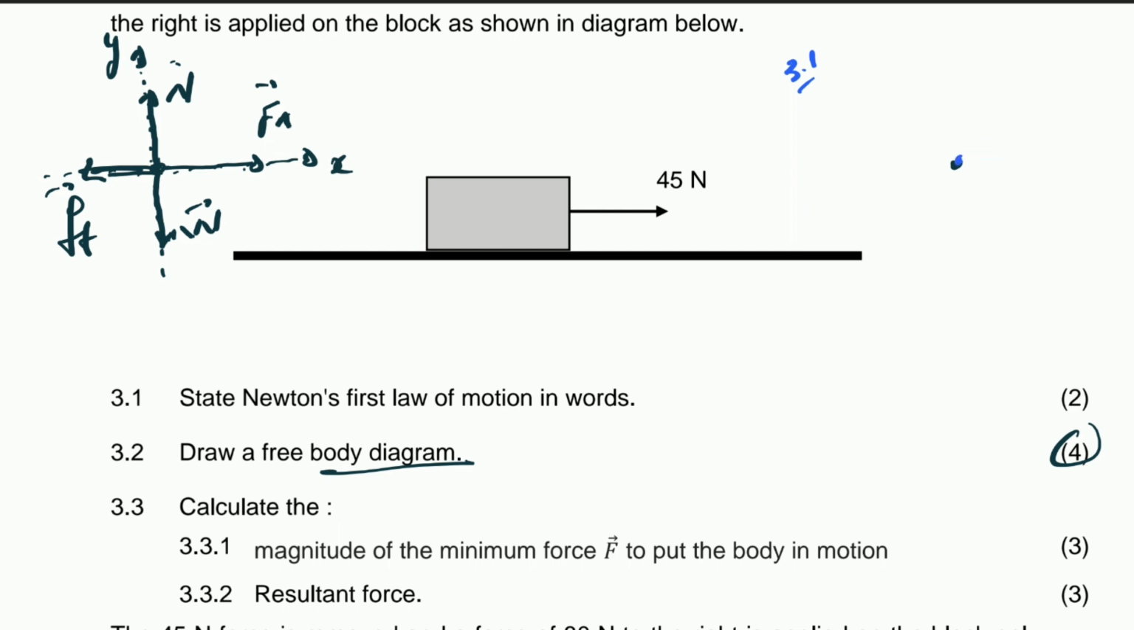This one we're going to do here is the free body diagram that they want, where there are no axes and no components, and this is all they want in this specific free body diagram. Okay, so this is the frictional force, and this is question 3.1.